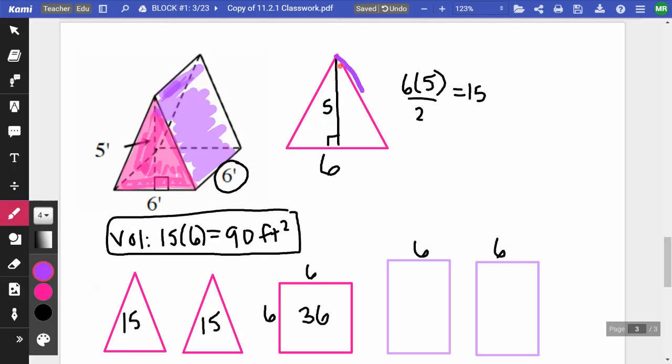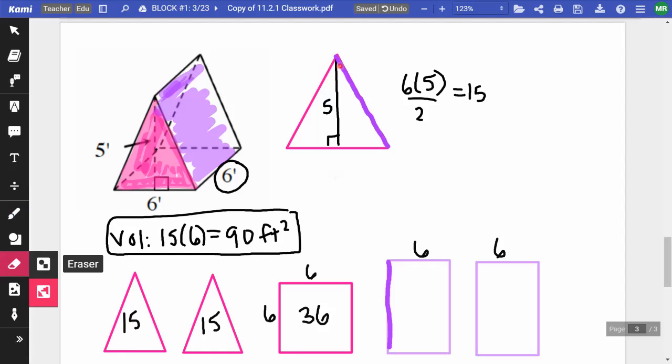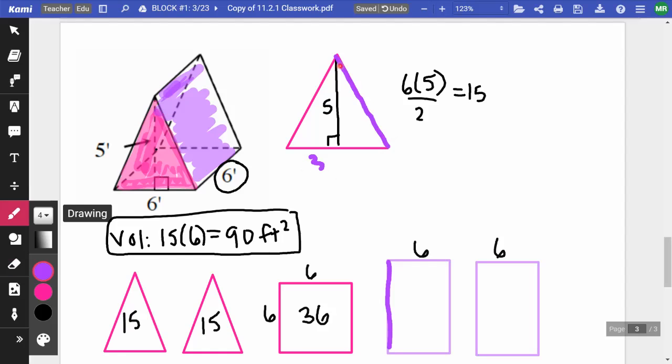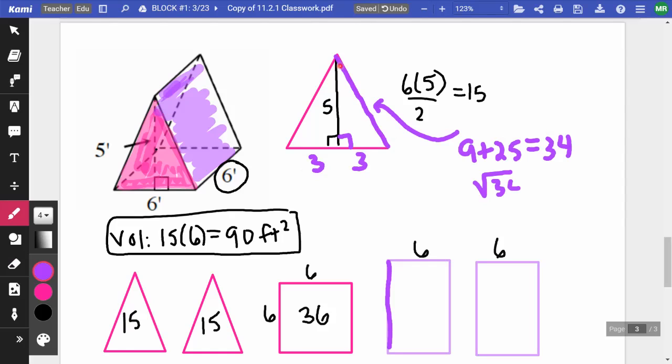Oops, I hope I can draw straight. This right here is what I need to find. So when I'm looking at this, this is going to be 3 and 3. So I have a right triangle. I have a 3, a 5, and I need to figure out this hypotenuse. So that's going to be 9 plus 25 is 34. So it's going to be the square root of 34.